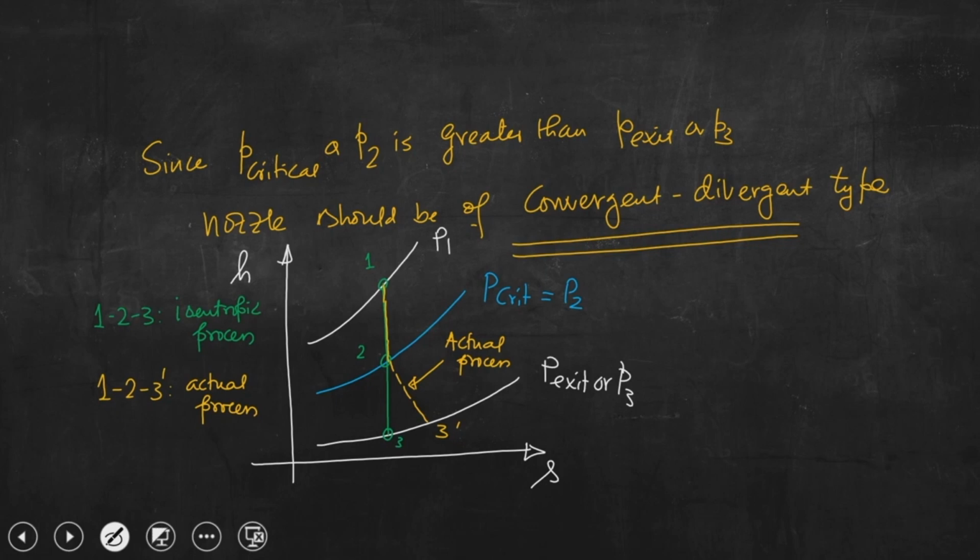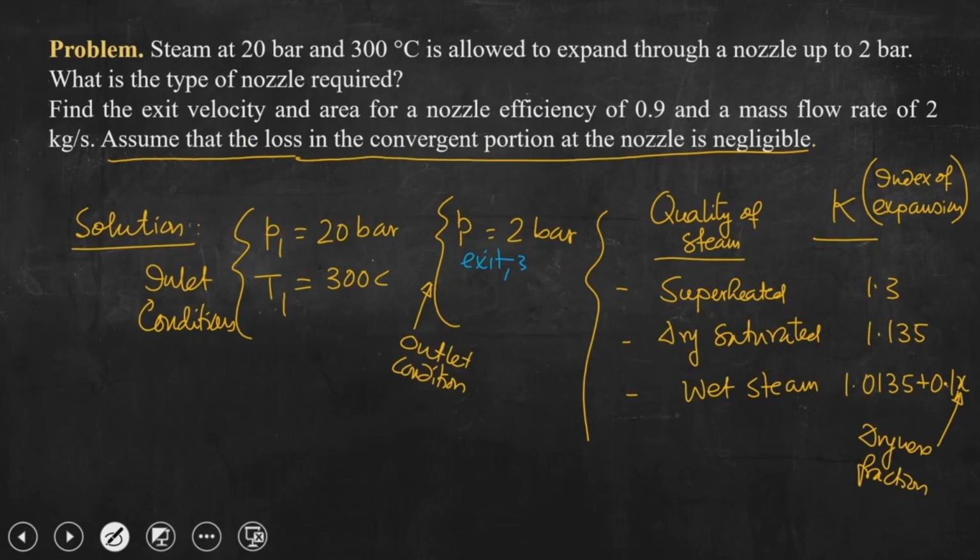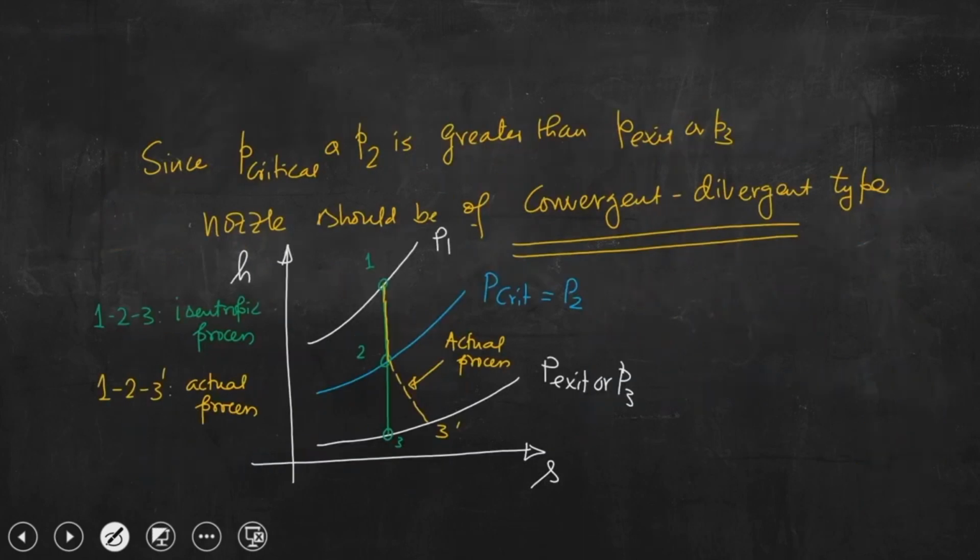Then what we need to do? We need to calculate what would be the exit velocity and area for a nozzle efficiency is given 0.9 and mass flow rate 2 kg per second. So, let us now try to calculate. See, nozzle efficiency eta nozzle, that is H 1 minus H 3 prime divided by H 1 minus H 3. So, this is what we have derived in the last class. So, this is nothing but the actual heat drop to the isentropic heat drop. So, this also can be related to the actual gain in kinetic energy that due to isentropic process. So, this is the case.